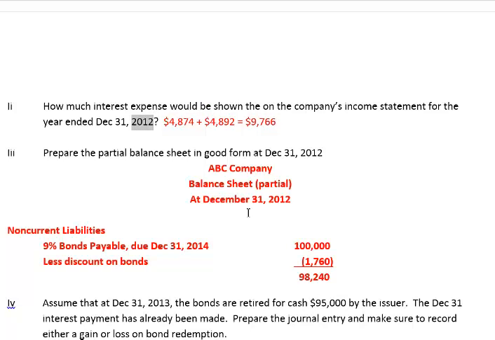So doesn't it make sense that if we add the interest expense that we booked for the 6-month period within the year 2012 that ended June 30th, and the 6-month period that went from July 1st to December 31st, those two amounts added together would be our interest expense for the entire year? Sure. So let's go back to 2012 and find the two interest payment dates within which we booked interest expense.